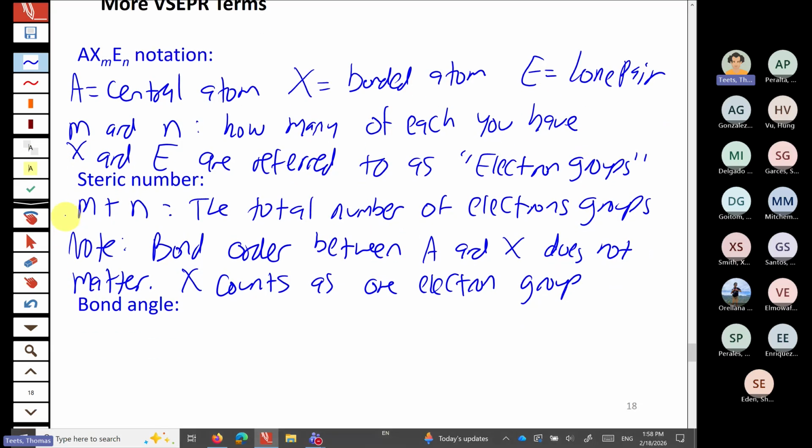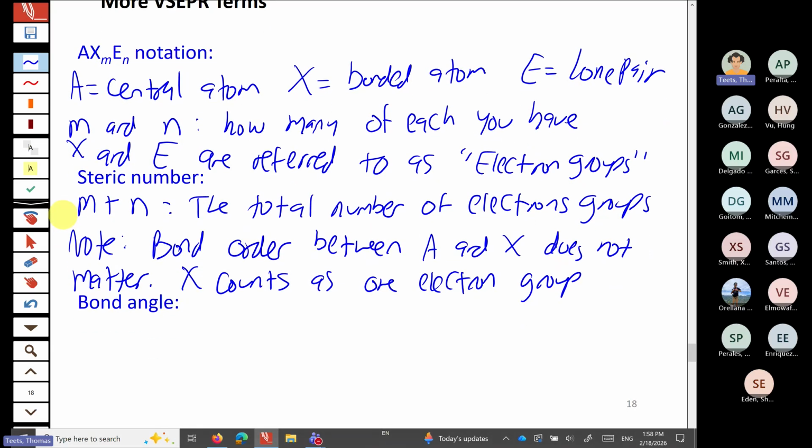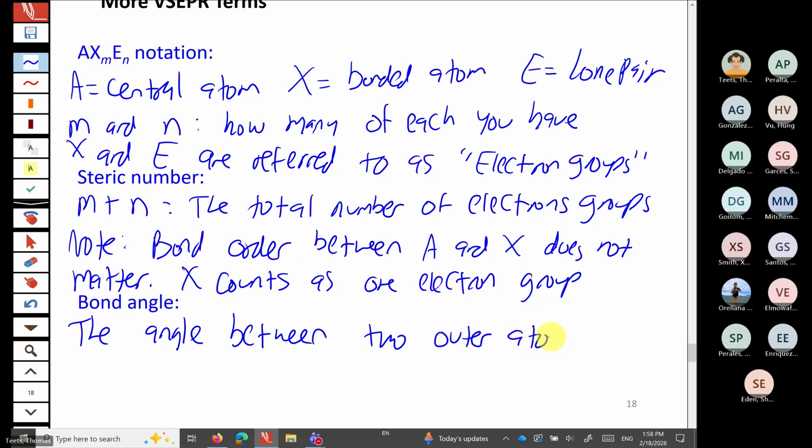All right, and then another term from VSEPR that comes out of this is the bond angle. So we're going to classify these shapes in terms of their names, but also to help us understand them better, we're going to define some angles that are involved in them. And this is going to be the angle between two outer atoms that are bonded to the center atom, with the center atom as the vertex.